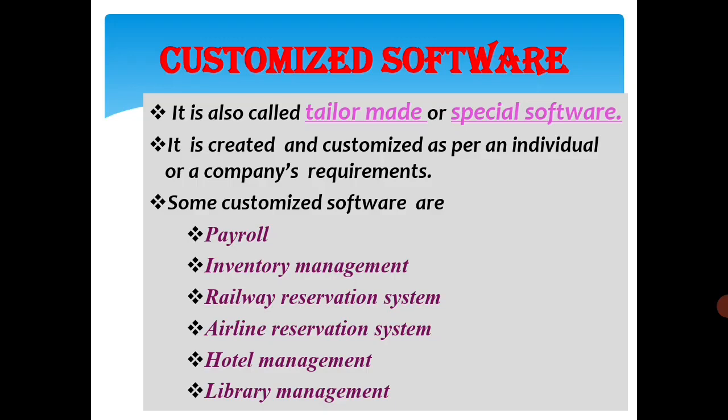It is used for specific types of jobs. It is divided into two categories: one is general purpose software, the other is customized software. General purpose software is useful for all users, but customized software is used for a particular user only. This is the difference between general purpose software and customized software.